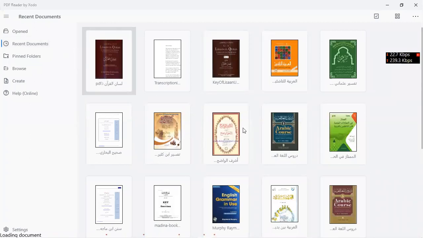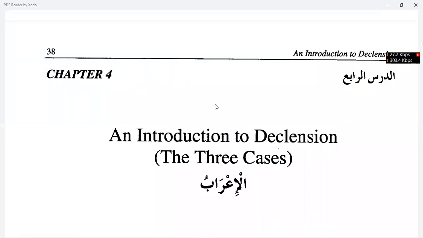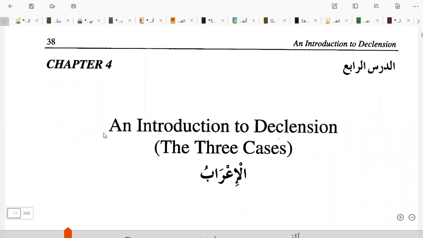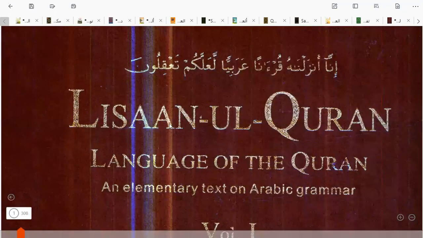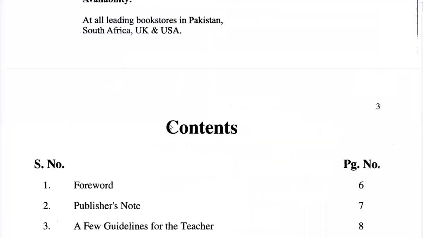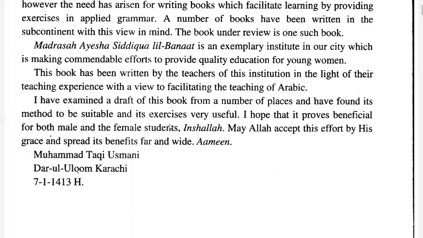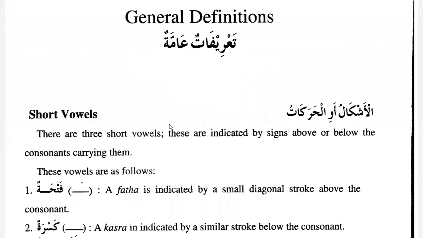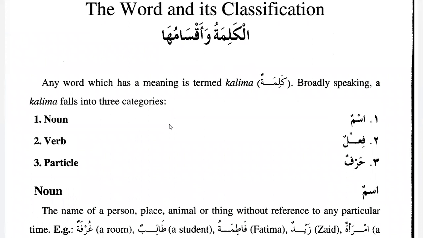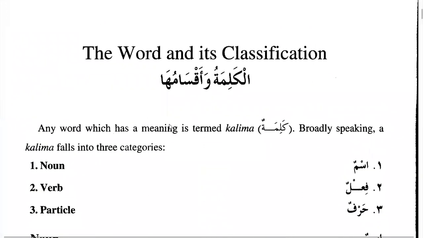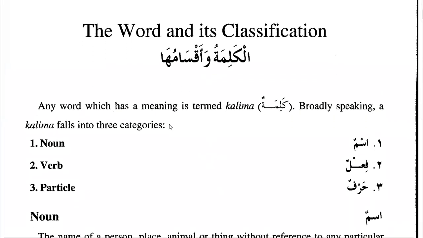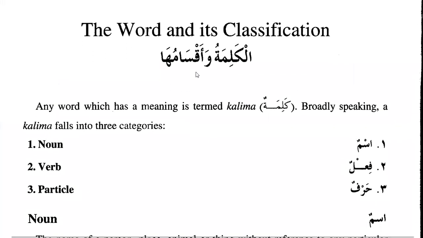They will start the grammar book, Lissan al-Quran. Today we'll start the grammar by learning the types of words. So in Arabic, there are three types of words.